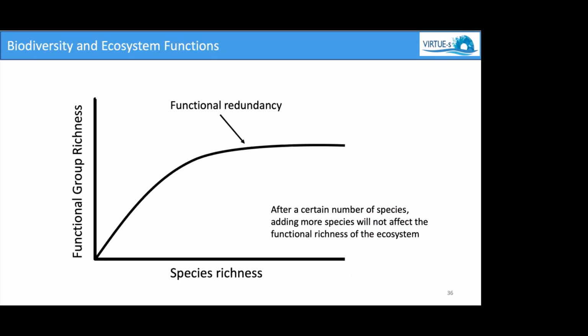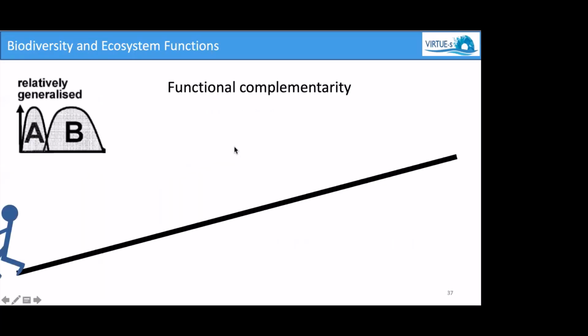So in functional redundancy, at the start, if there's still no functional redundancy, as you increase the species richness, the functional group richness also increases, up to a point when there are enough species in the ecosystem that additional species will not affect the functional richness of the ecosystem. So a new species will not contribute to a new function, but will probably be grouped together with the other species already present doing a function.